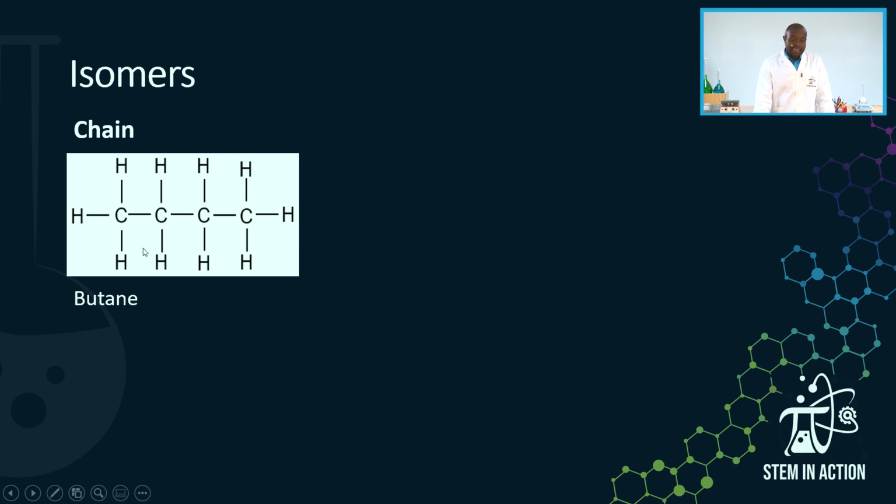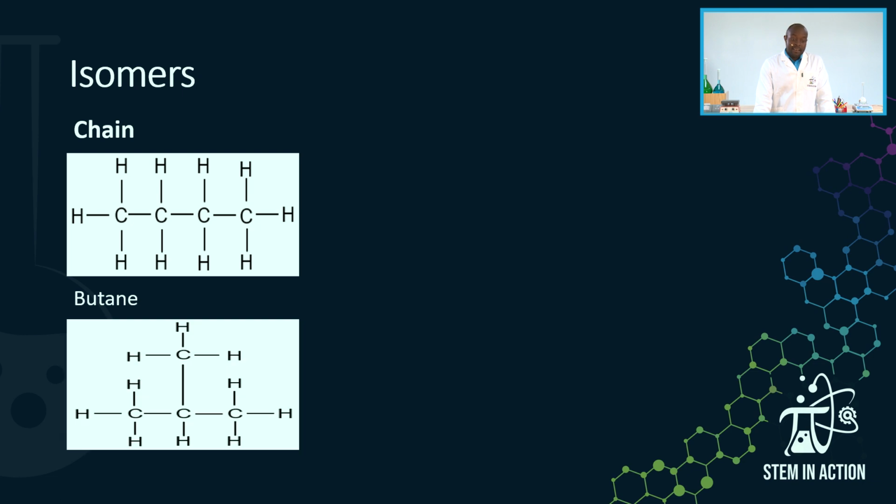But we can rearrange this to form a compound like that. And what you notice is that the chemical formulae of these two structures is the same. But we have rearranged it to put one of the methyl groups in the center or in the middle carbon to form what is called a branched compound. So here we have the difference between a straight chain and a branched chain, and we call that chain isomerization.